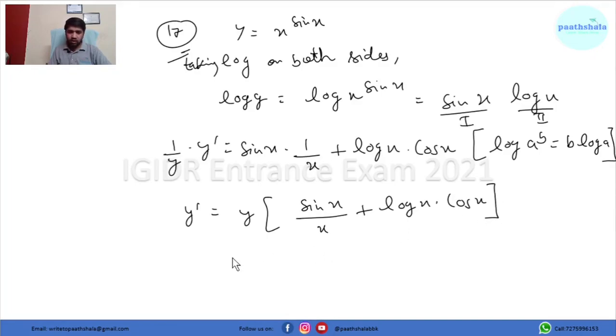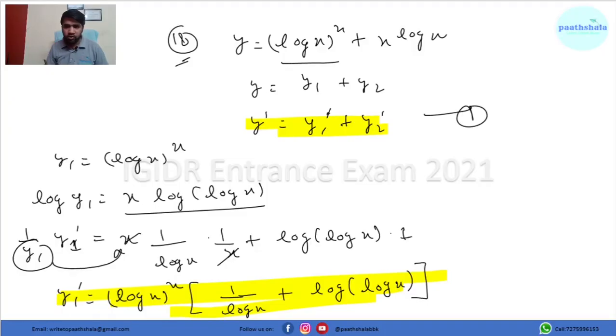Okay, and you can replace the value of y, so this will come out to be x to the power sin x, in bracket sin x upon x plus log x into cos x. Okay, moving to the next question, that is question number 18.